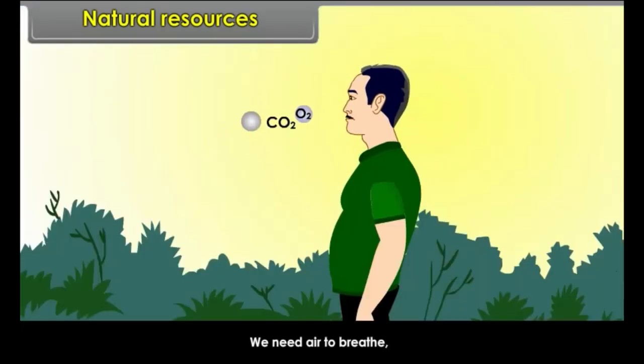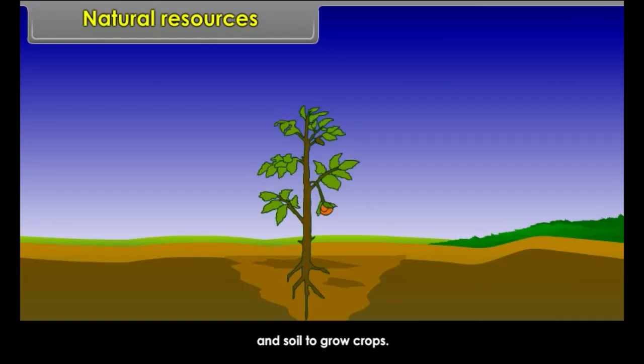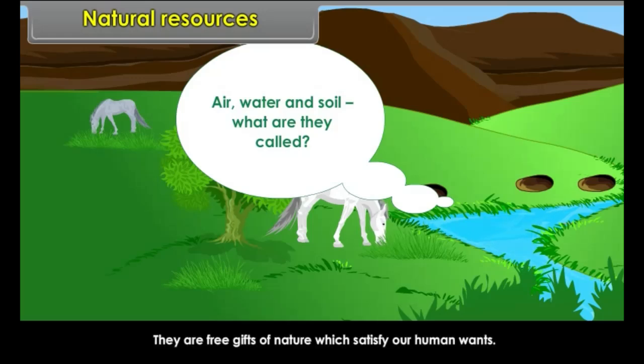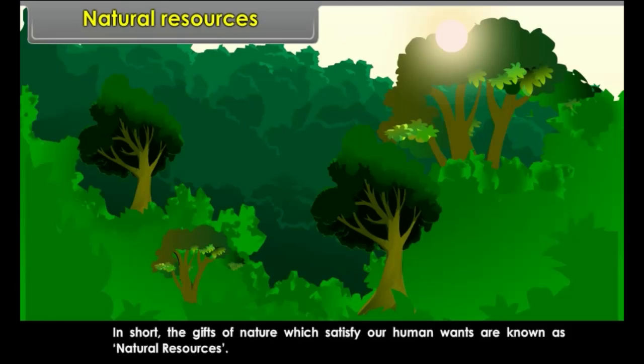We need air to breathe, water to drink, and soil to grow crops. Air, water, and soil. What are they called? They are free gifts of nature which satisfy our human wants. In the same way, sunshine, forests, minerals, etc. are also useful to human beings. In short, the gifts of nature which satisfy our human wants are known as natural resources.